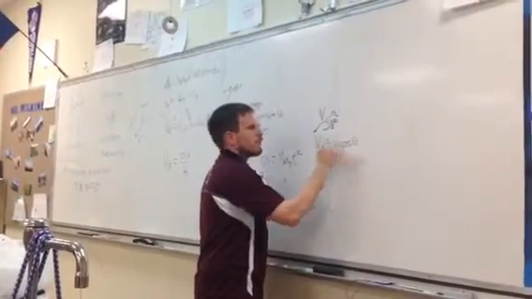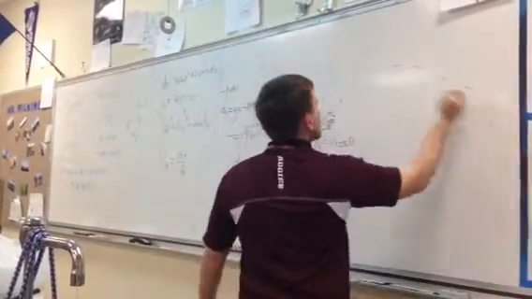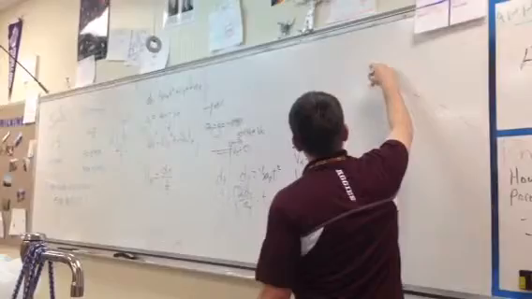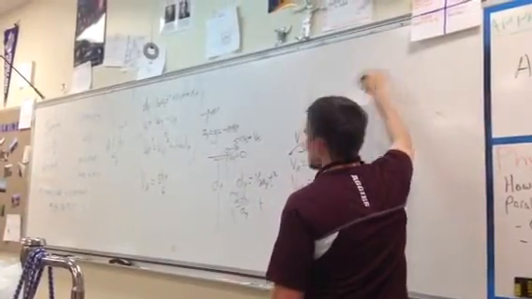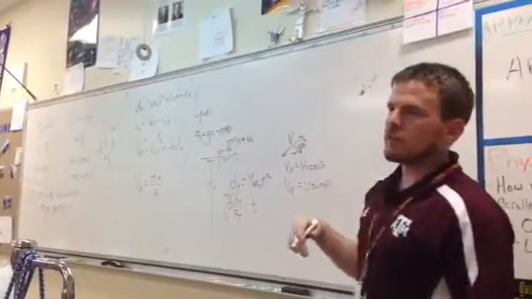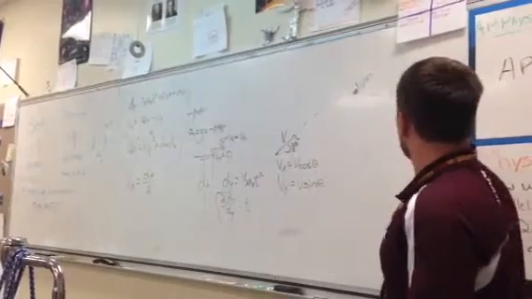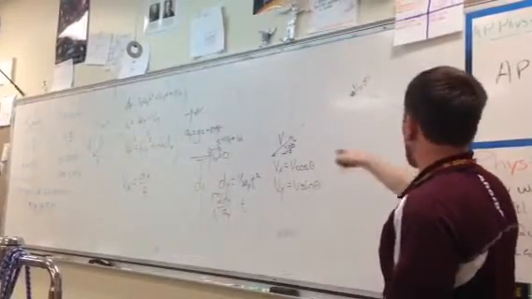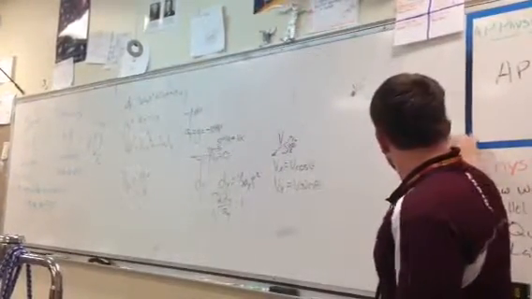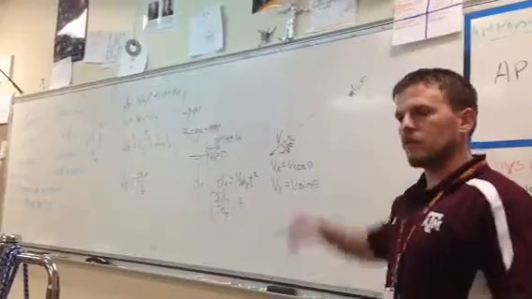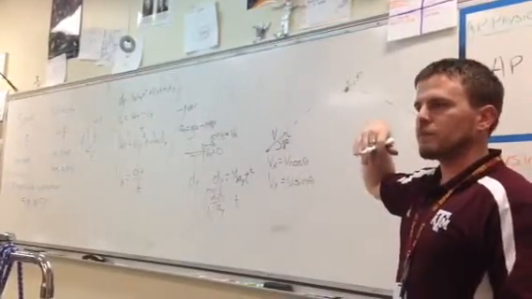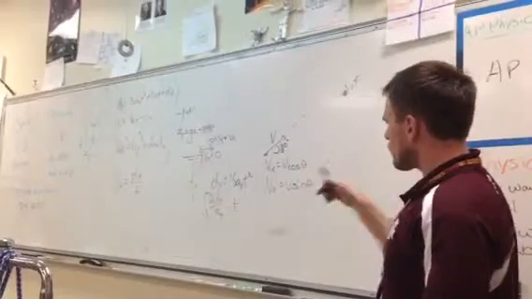Some important things to know: at the top of the path, the velocity in the y is equal to 0. At the very tip top, the velocity in the y is equal to 0. Also, when it gets back down to the point opposite, the velocity is the same. It's just in the opposite direction. It's an important thing to know.